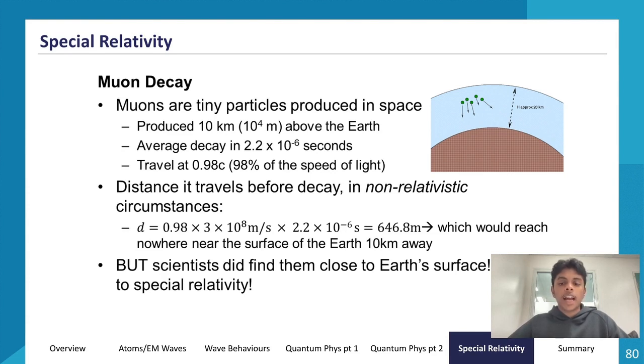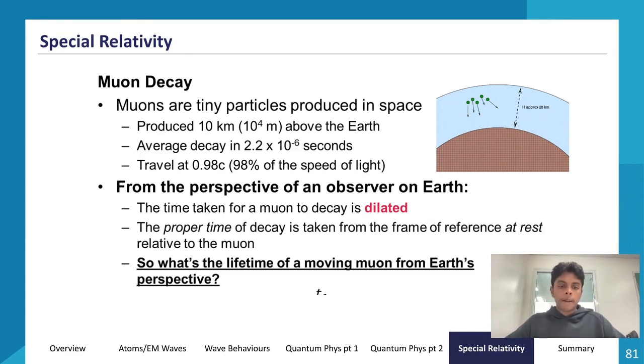And so because that time becomes dilated, because that time becomes greater, this distance that it travels before decay would also increase, and that's due to special relativity, if that makes sense. And so muon decay was one of the experimental evidences that supported Einstein's theory of special relativity. Yeah.